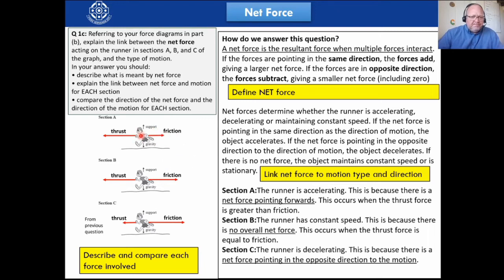What's happening in section A? You see gravity and support is the same. So he is accelerating in the direction of motion. Over here, thrust is the same as friction. Support is the same as gravity. Everything is balanced. What is happening here? He's still moving. He is at constant speed. And now, his thrust is smaller than his friction. He's slowing down. And gravity and support are still the same. So that is a negative acceleration. I hope that makes sense. Now, negative acceleration is a net force against the direction of motion.